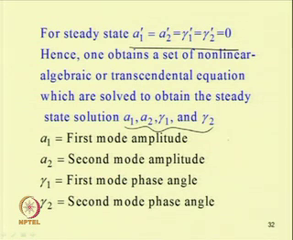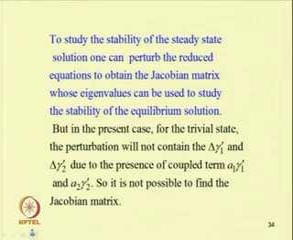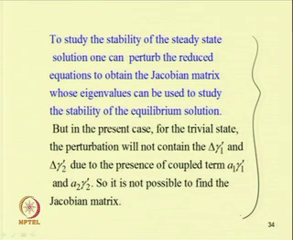equations. So, A 1 is the first mode amplitude, A 2 is the second mode amplitude, gamma 1 is the first mode phase angle and gamma 2 is the second mode phase angle. And to study the stability of the system, to study the stability of the trivial state. The steady state solutions we obtained are steady state fixed point responses, which may be trivial or non-trivial.